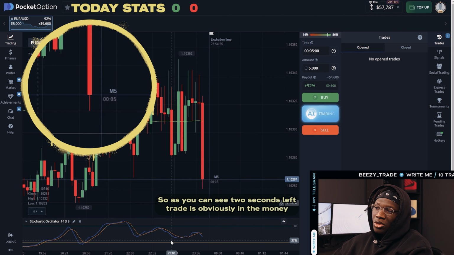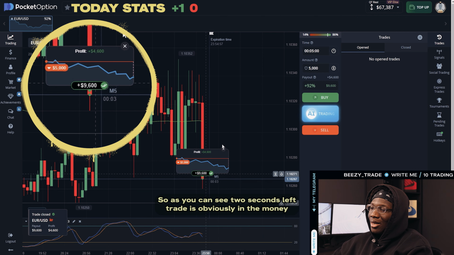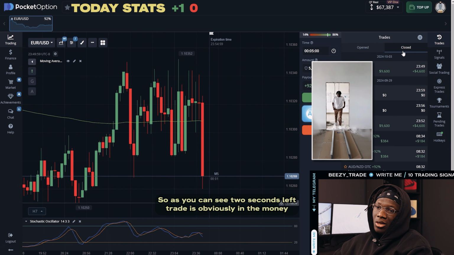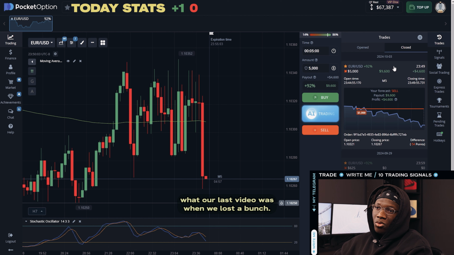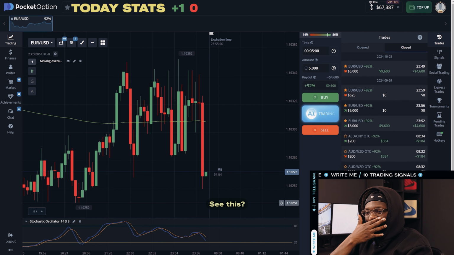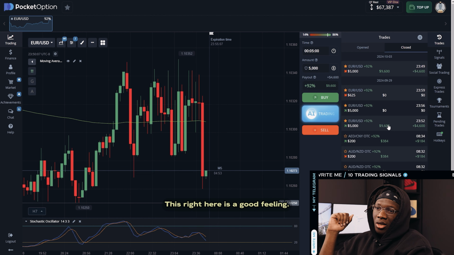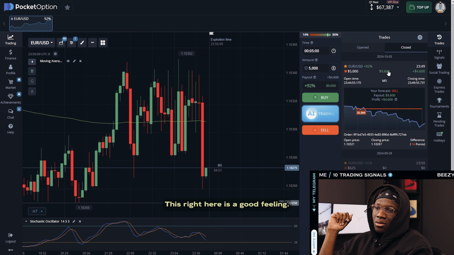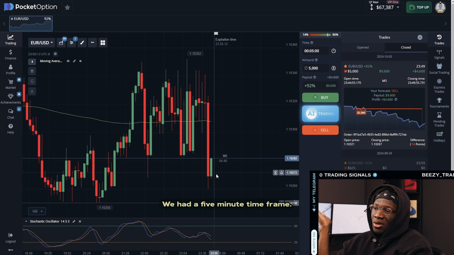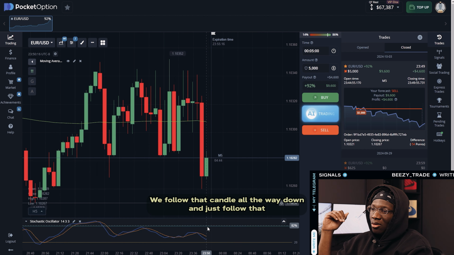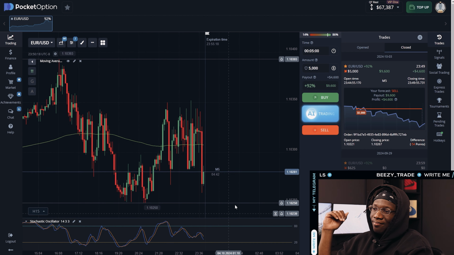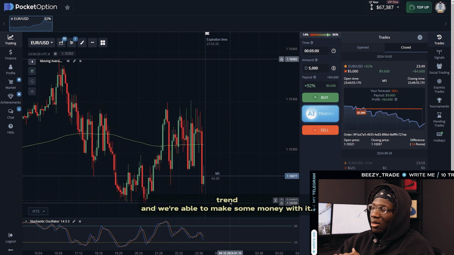So as you can see, 2 seconds left. Trade is obviously in the money. Compared to what our last video was when we lost a bunch, this right here is a good feeling. We had a 5-minute time frame. We're in the money. We followed that candle all the way down and just followed that trend, and we're able to make some money with it.